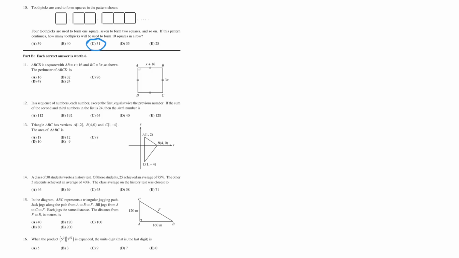Number 11. ABCD is a square with AB equals x plus 16, BC equals 3x, as shown. The perimeter of ABCD is... Because ABCD is a square, all the side lengths are equal. That means x plus 16 equals 3x. All four sides are equal.